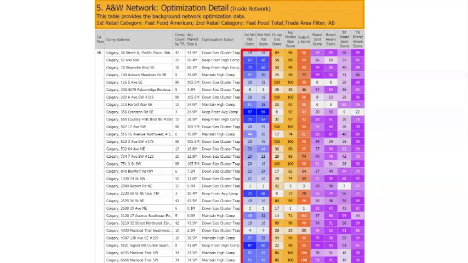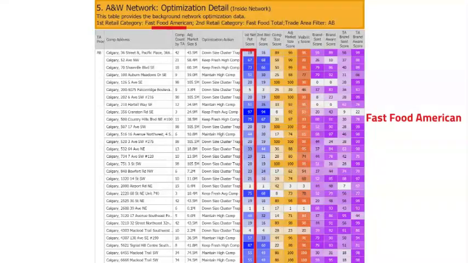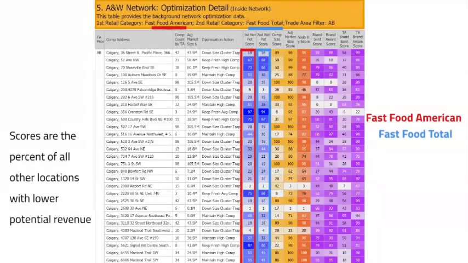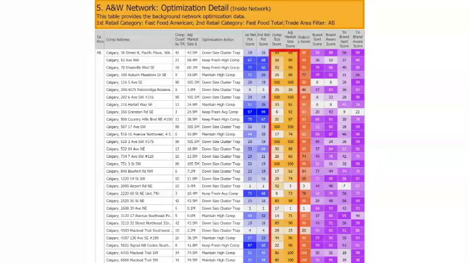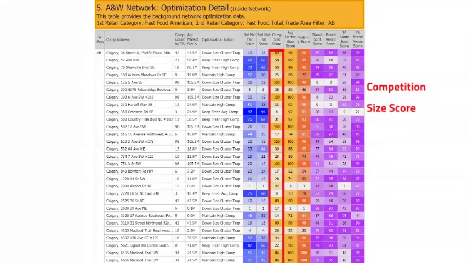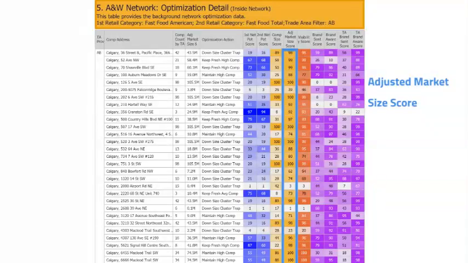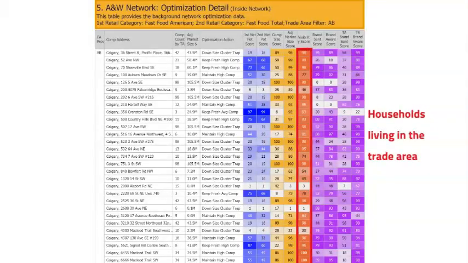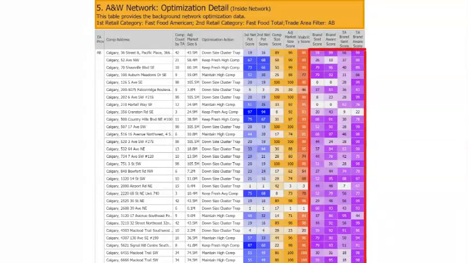The first 2 columns indicate the revenue potential for 2 previously selected retail categories. In this example, fast food American in the first column and fast food total in the second. A score of 75 means that revenue potential in the trade area is higher than 75% of all trade areas in Canada. A value of 50 means it's average. The next two columns are supply and demand input scores into the digital twin model. The competitive size score is the supply side, and the adjusted market size score is the demand side. The visibility score is a measure of the total number of households living in the trade area, and therefore the higher the better.